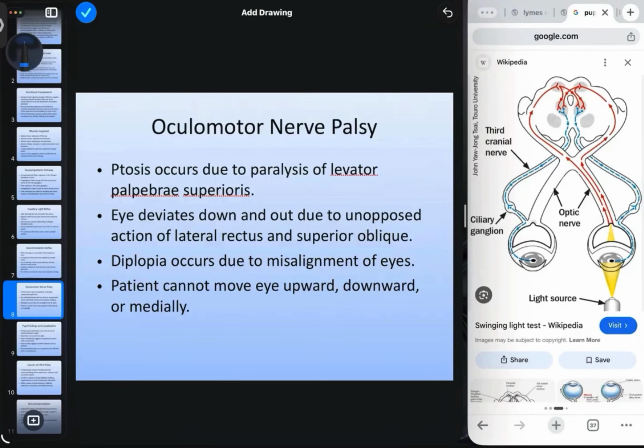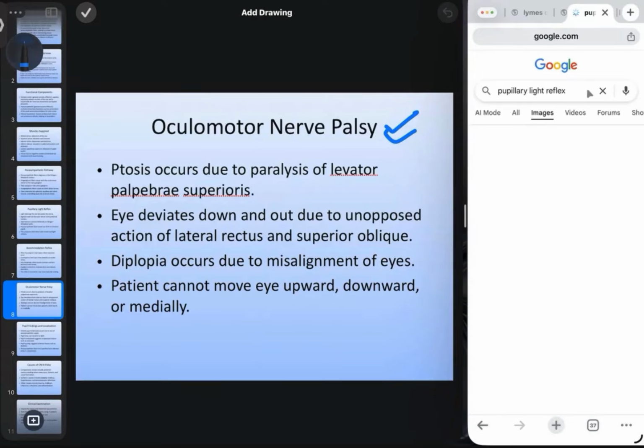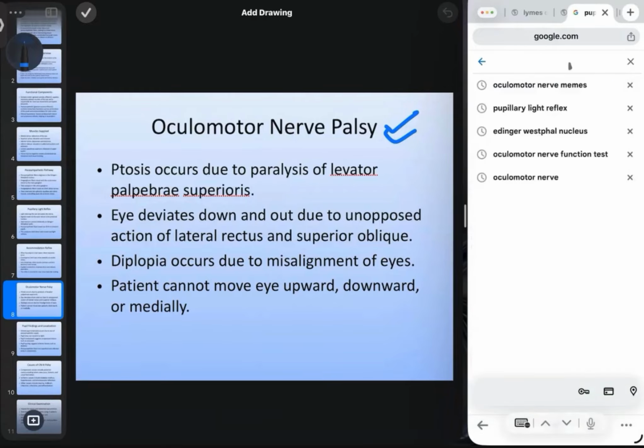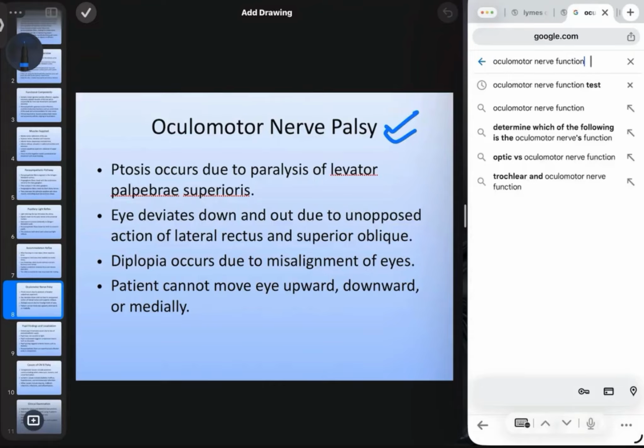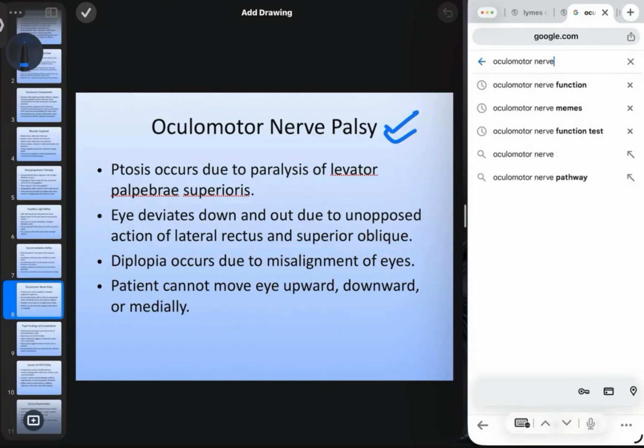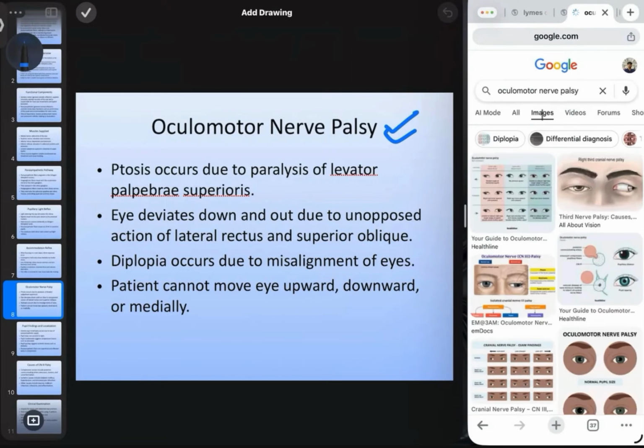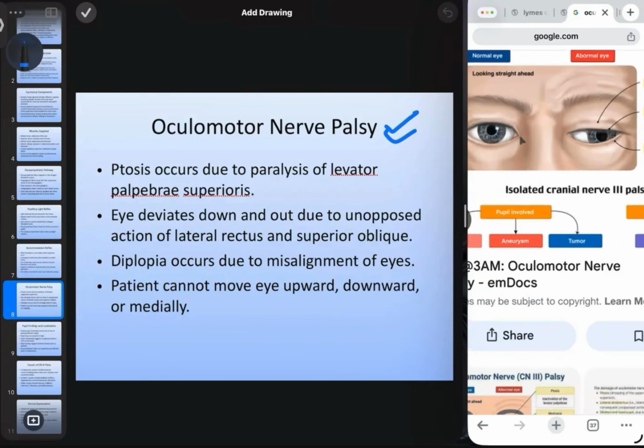All right, okay. So let's talk about oculomotor nerve palsy because this is our first cranial nerve clinical case that we will be talking about. Let me show you guys the palsy. Just a minute. Right, okay.